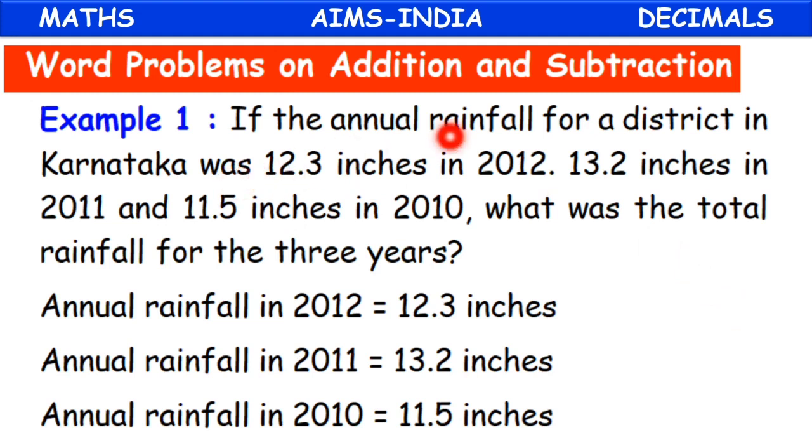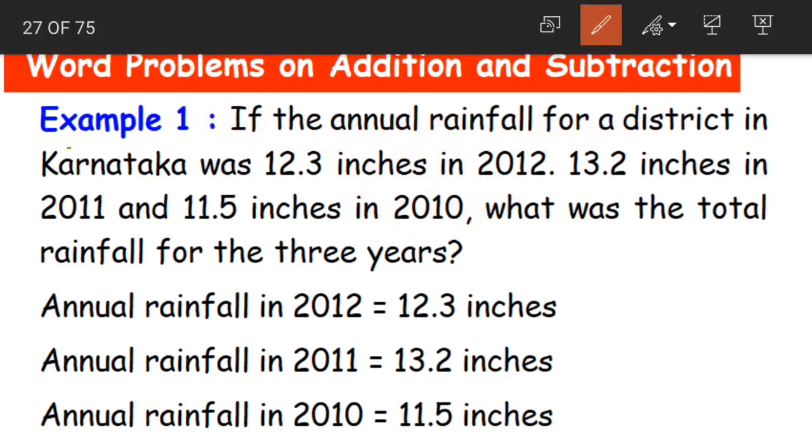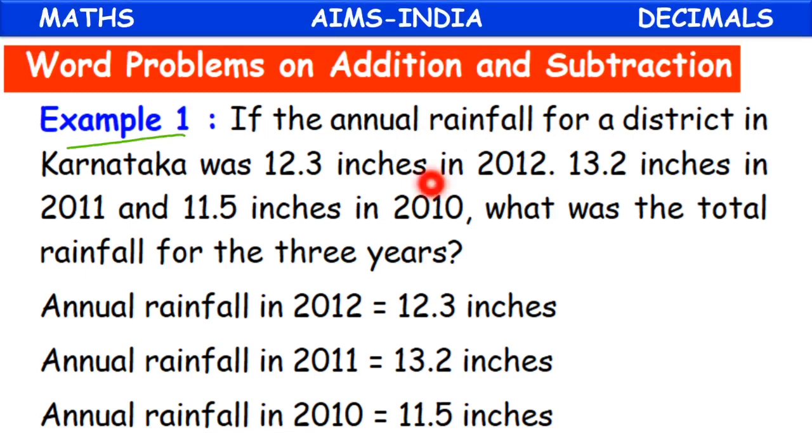Now coming to word problems on addition and subtraction. We have learned how to add and subtract decimal numbers. So on the same lines, let us see how to do word problems based on addition and subtraction. If you look at example 1 here, if the annual rainfall for a district in Karnataka was 12.3 inches in 2012, 13.2 inches in 2011 and 11.5 inches in 2010, what was the total rainfall for 3 years?